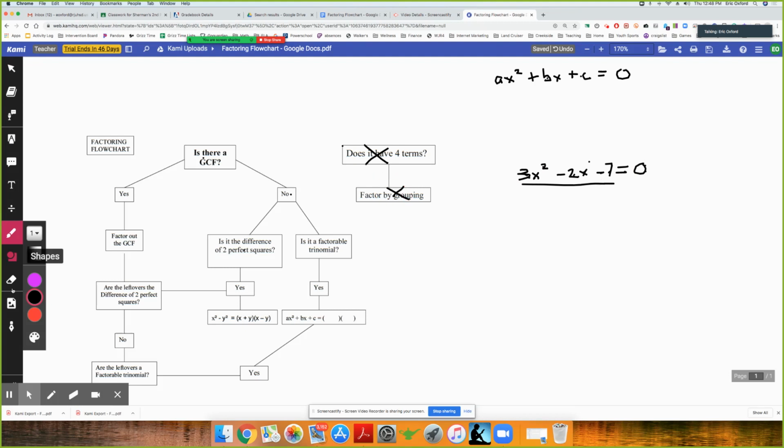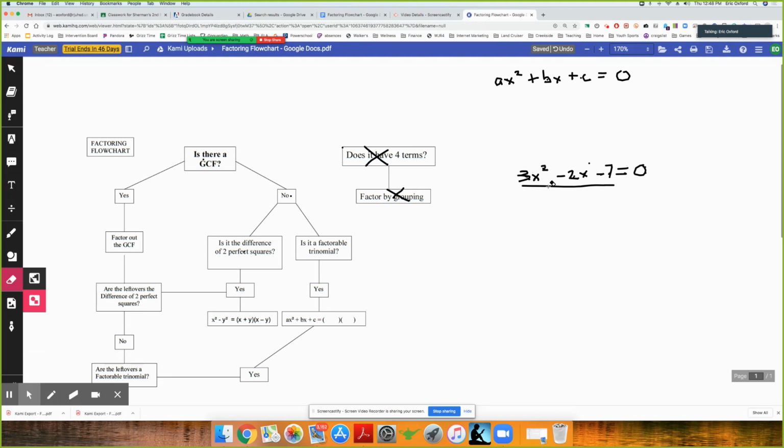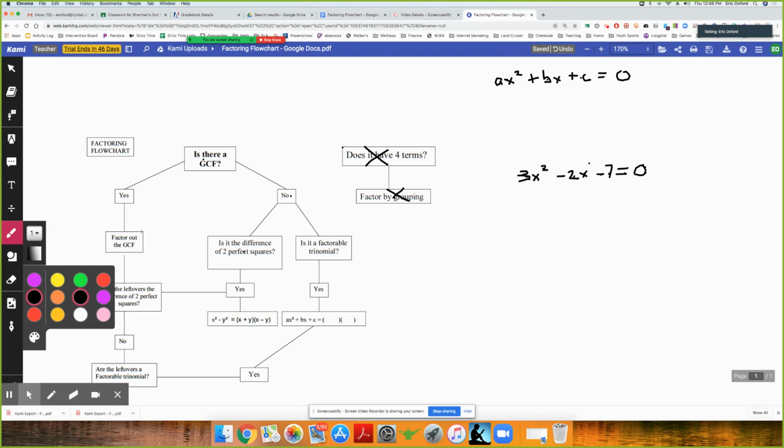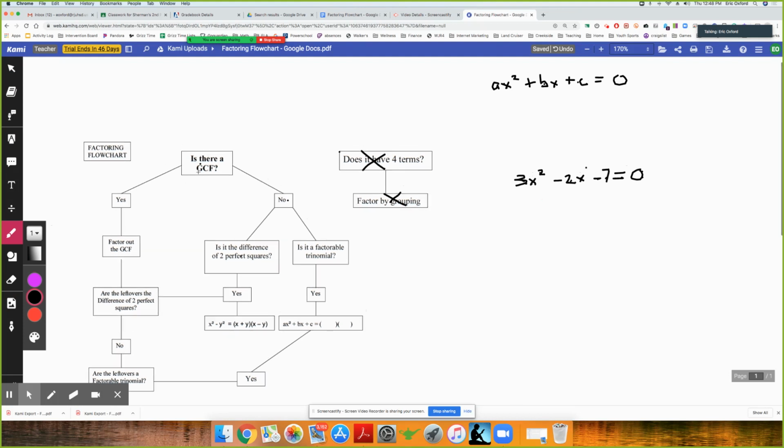Okay, so now we're still trying to find out if we can factor this. And so now we want to check and answer the question. The next question is: is there a greatest common factor? I have a 3 here and I have a 2. Those do not have common factors. And so right away, we know that it's a no.